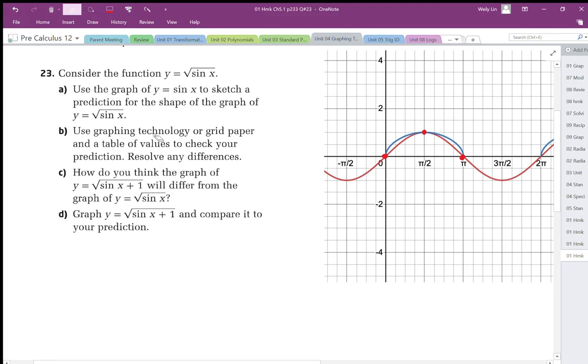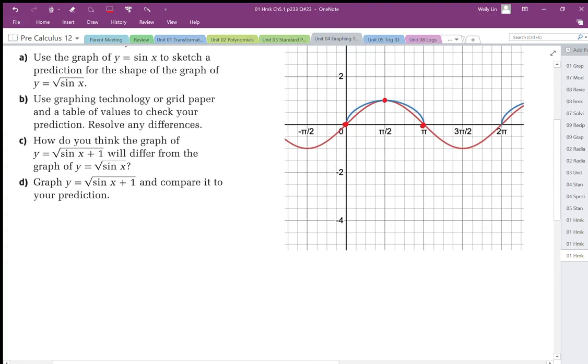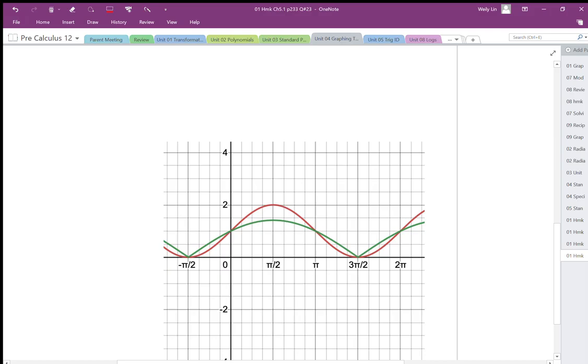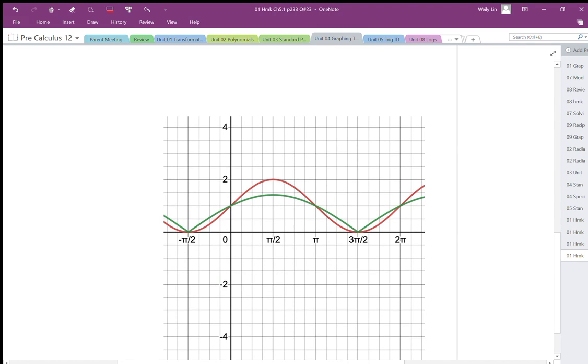So we can use graphing technology to see what the graphs look like here. For part C, how do you think the graph of square root of sine x plus 1 is going to differ from square root of sine x? Well, when we take a look at the square root of sine x plus 1, we first have to do the vertical transformation. So we get a vertical shift of plus 1. So we get this curve here.